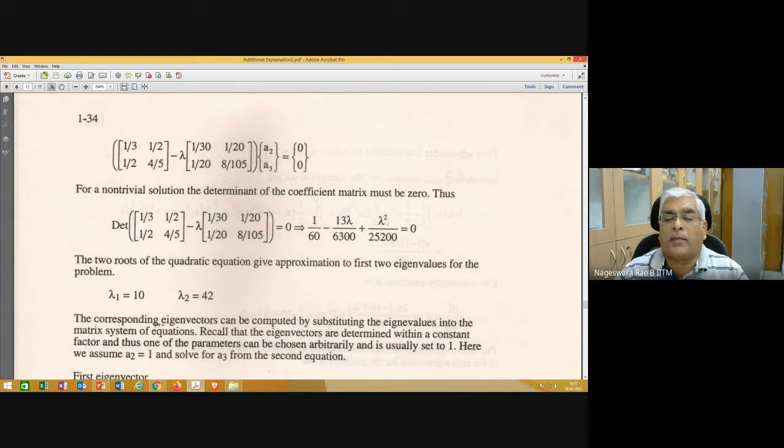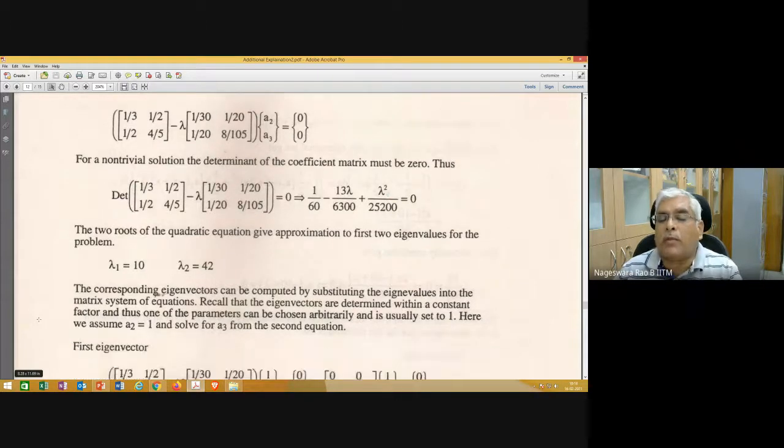And also maybe even some of these concepts you must have revised as a part of your first year engineering mathematics in your undergraduate courses. So once you get lambdas, you can easily determine the corresponding A1, A2, A3. That is what is mentioned here. The corresponding eigenvectors can be computed by substituting the eigenvalues into the matrix system of equations. So this is how this eigenvalue problem can be solved.